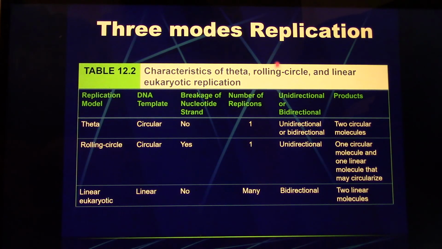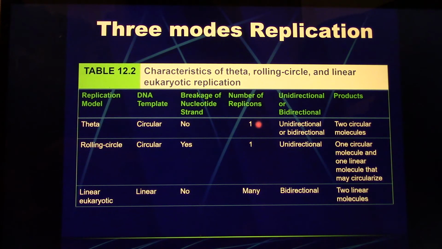There are 3 modes of replication. They're called theta, rolling circle, and linear. The first 2 are found in bacteria. You should study table 12.2 so that you know what's happening in each one. So your DNA template is circular in the first 2 and linear in the third. The only one that we break the nucleotide strand in is rolling circle.